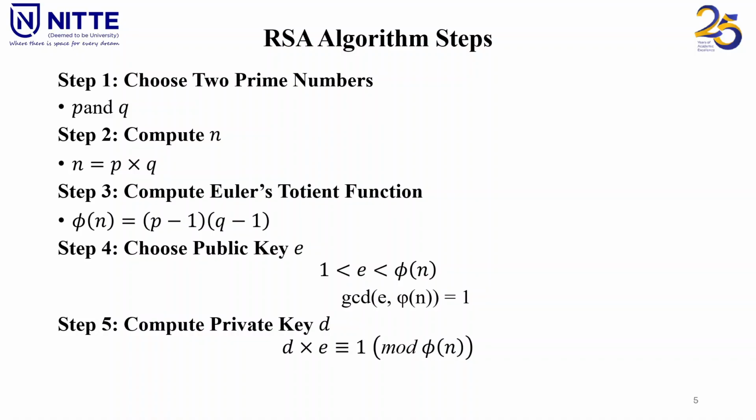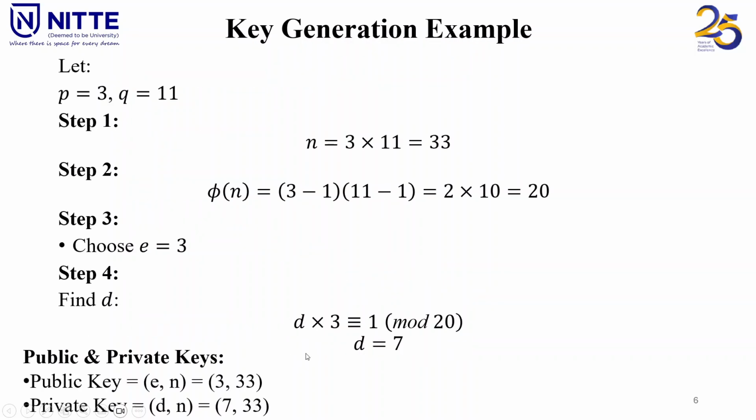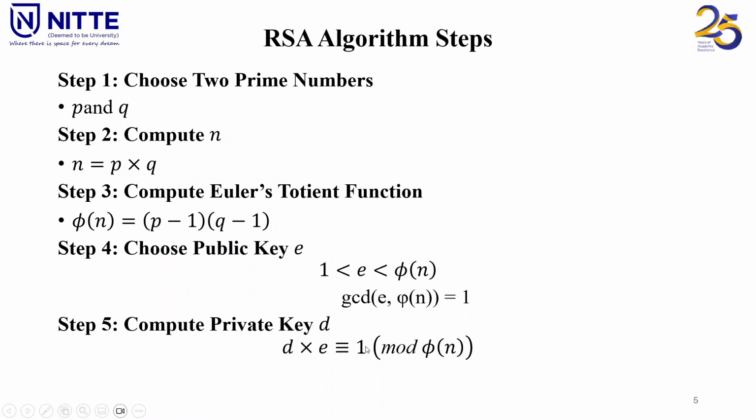That public key is nothing but E. What is the condition to choose the public key? What is the range in which we can choose it? It should be greater than 1 and less than the totient function. Also, the GCD of the encryption key, that is the public key, and the totient function should be equal to 1. Then we compute the private key called D, such that D into E is congruent to 1 modulo the totient function of n. This is how we calculate the decryption key.